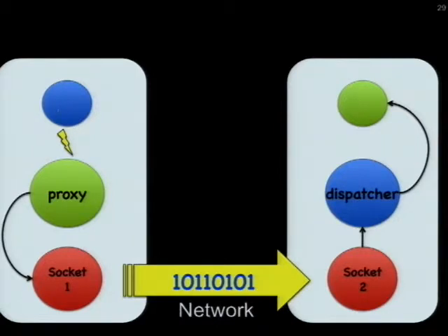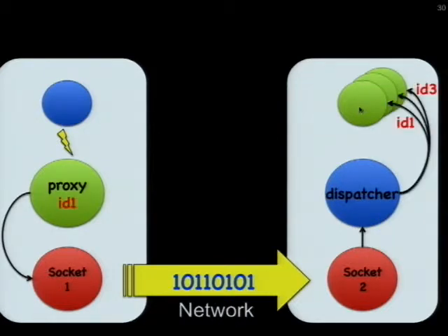So from the blue object's point of view, it is simply sending a message. But the proxy will capture the message and transform it into a sequence of bytes and send it to the socket that will transfer it through the network. Then the socket on the other side will receive the bytes and send them to some dispatcher object that will rebuild the message and then finally deliver it to the recipient.